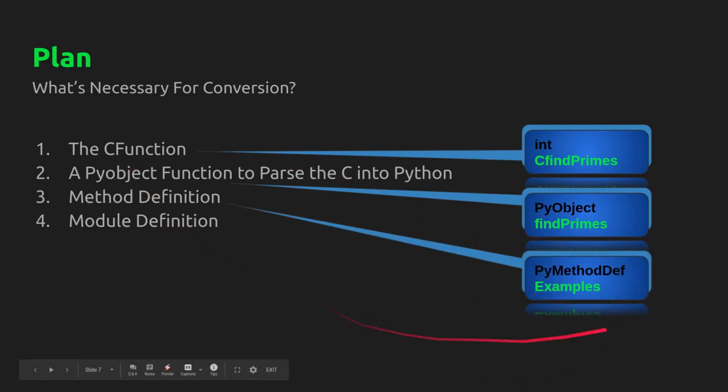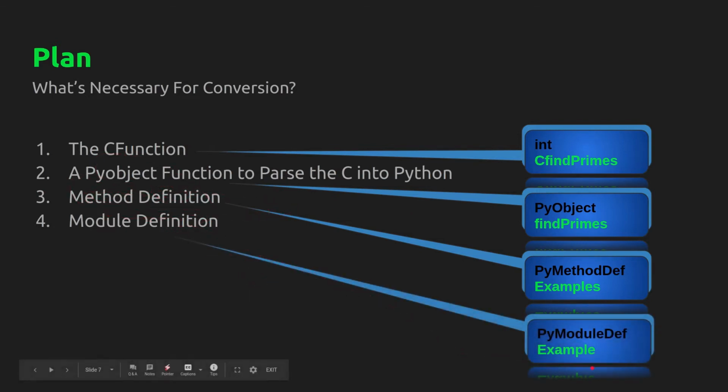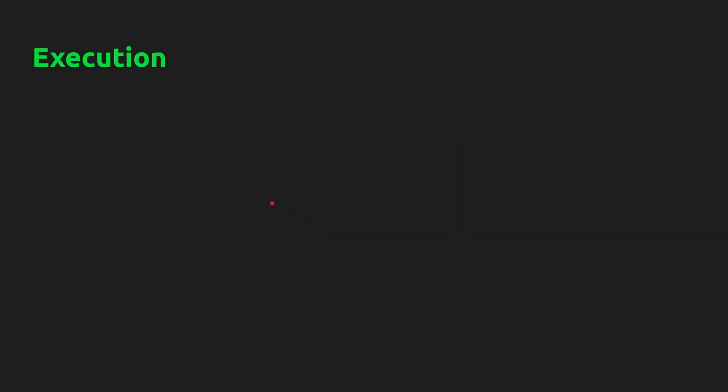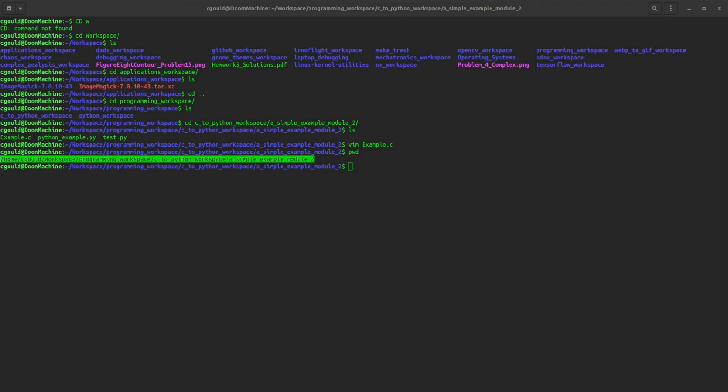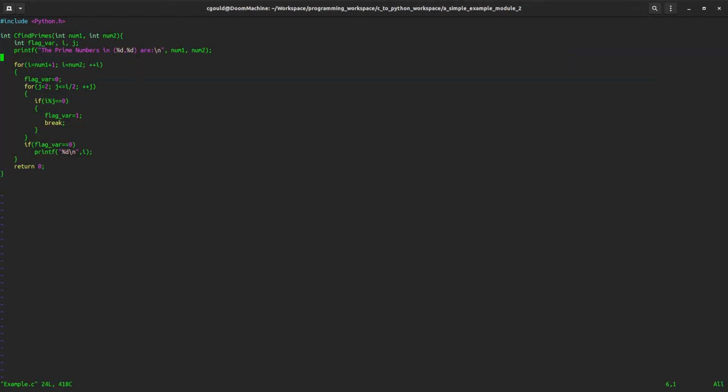Method definition, more boilerplate. You're going to put your C Pi object function into this method definition, pass some other parameters. Then we're going to go into this module definition where you're going to pass this method definition into this module definition, which can be initialized. So let's get into some execution, shall we? So let's have a look at find primes here.